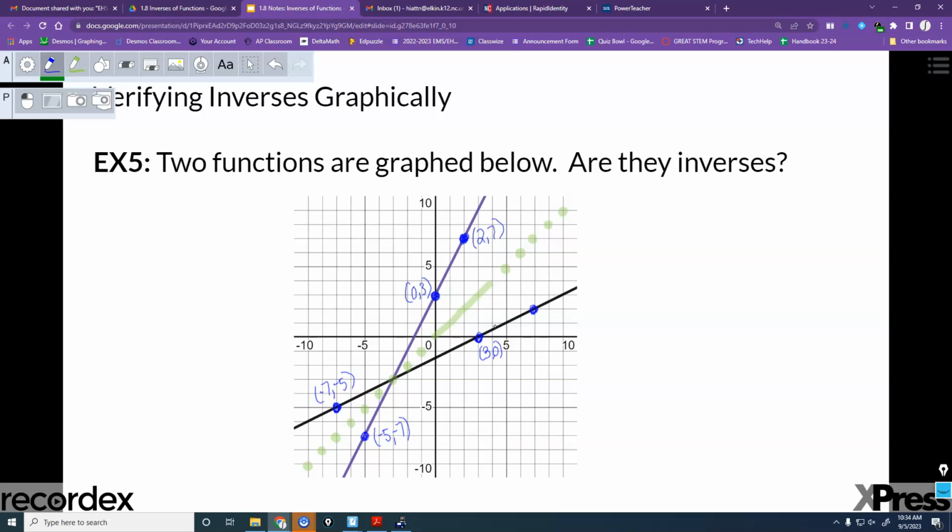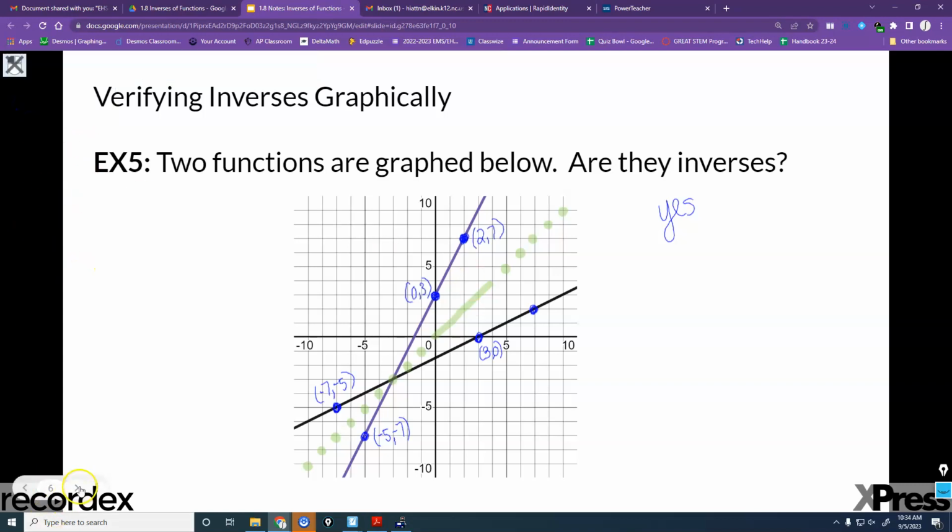Now, it's possible for a few points to work, but not all of them. But if you check 3 or 4, you should see that it's making sense. So these are inverses. This will be a yes. They are inverses. So we're going to learn several ways to tell if things are inverses, but one way you can figure it out is to type it into Desmos and see if they look like they're flipped over that line y equals x.